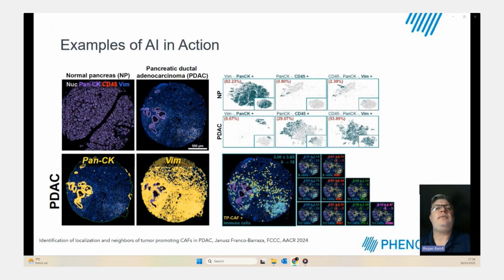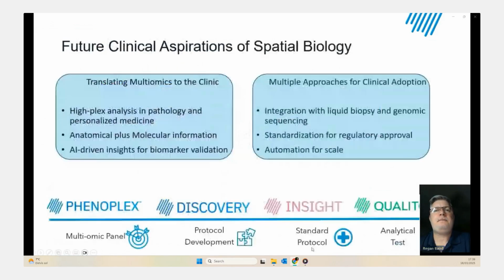This is a manuscript from Fox Chase Cancer Center, where they were looking at pancreatic ductal adenocarcinoma and the immune response in association with cancer-associated fibroblasts. And what's interesting in this paper was that the fibroblasts that were interacting with immune cells tended to be further away from the tumor than was originally anticipated.